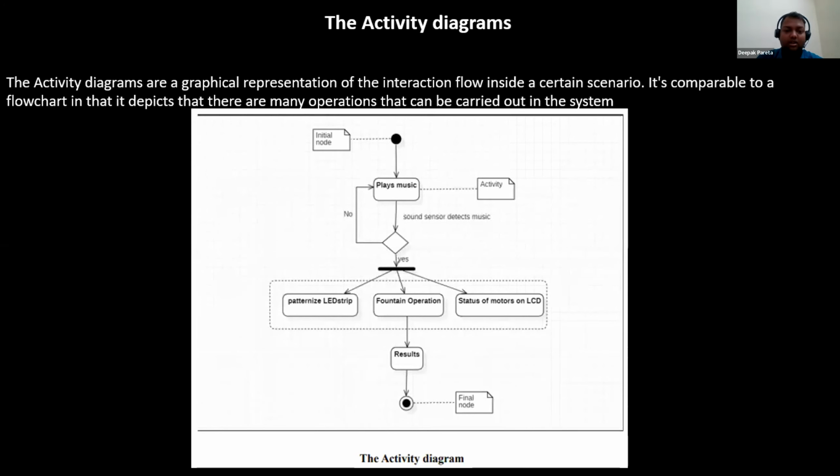So when it detected the music, it did three basic things. First was to patternize the LED strip. These were addressable RGBs, ARGB as commonly known. Then we had the fountain operation, where we had some submersible motors connected to some rotor motors. Then we also showed the status of the motors on the LCD screen. And then we had the final operation of the fountain.